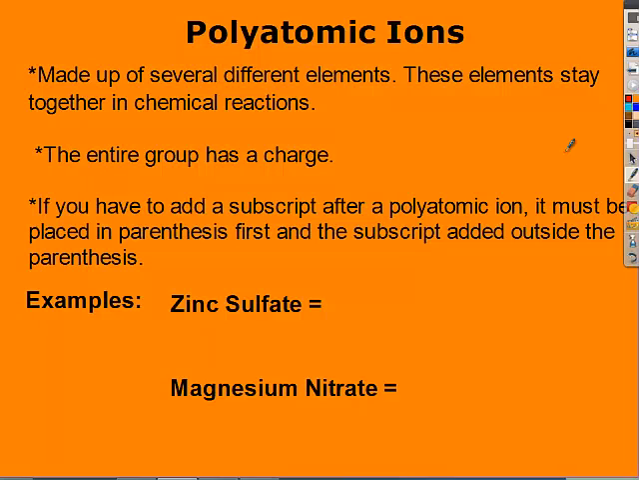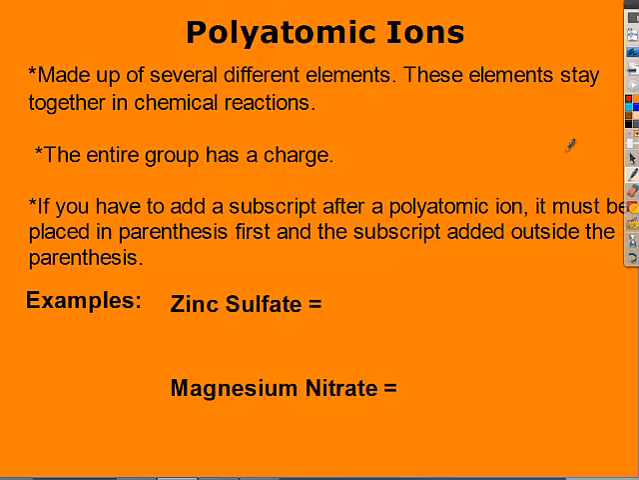Polyatomic ions are made up of several different elements. These elements stay together in chemical reactions. The entire group has a charge, so it'll be a group of elements and they all have a specific charge. If you have to add a subscript after a polyatomic ion, it must be placed in parentheses first, and then the subscript is added outside of the parentheses. So this is a lot of information, so let's break it down and try to figure out what each of them means.